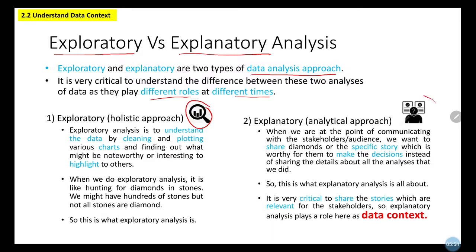And during explanatory, we know what our focus is, we know what our context is, and we are just focusing on that to do a detailed analysis for that particular issue. So I hope you can differentiate between exploratory and explanatory.